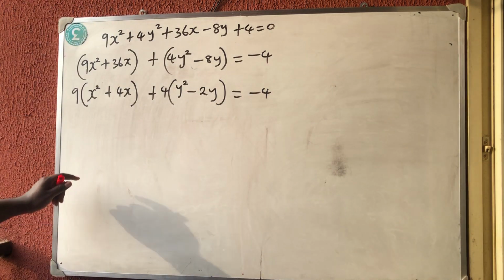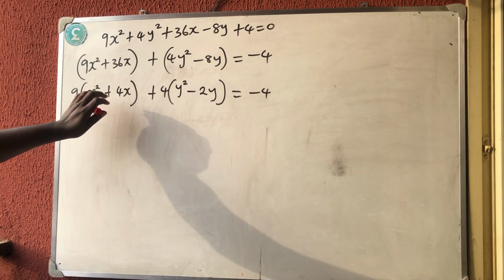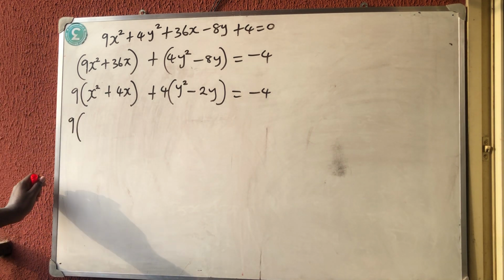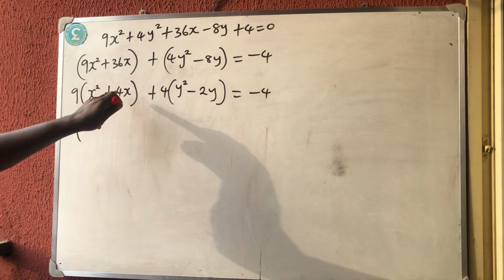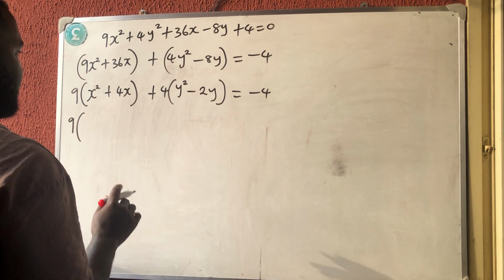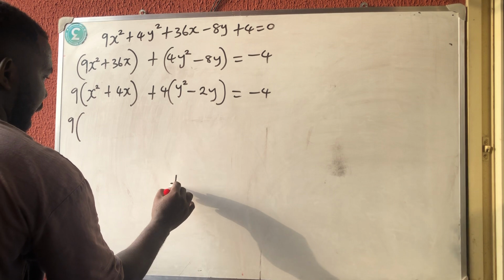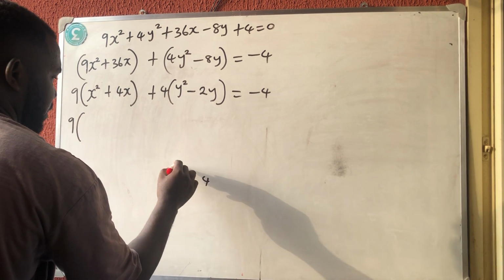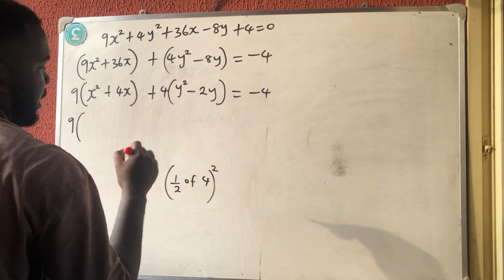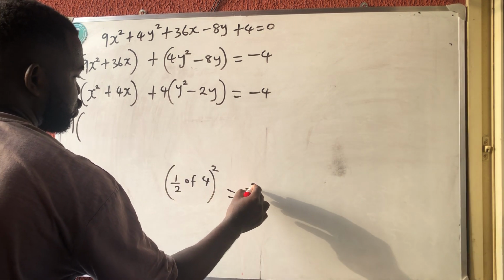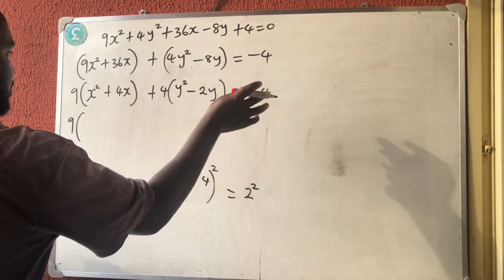So we are going to do the completing the square method inside this place. So I'm going to have 9 bracket. The completing the square method says, find half of the coefficient of x, square it, and add it to both sides. The coefficient of x here is 4. Find half of it, then square it, and add it to both sides. Half of 4 is 2. 2 squared. I'll carry this 2 squared and add to both sides.